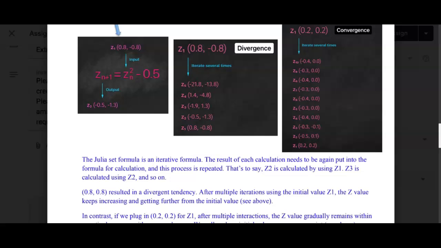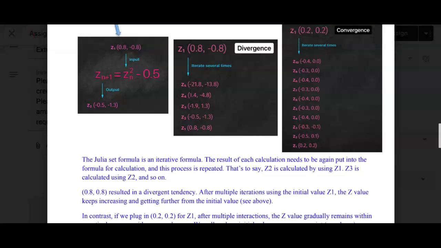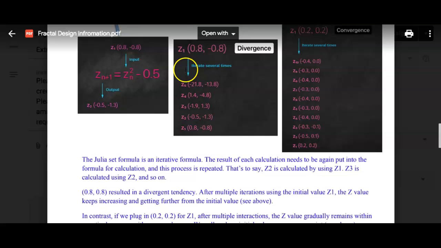Now, these random coordinates that I chose have a divergent tendency, which means it just keeps going off and off and off, and it doesn't stay within a nice place to make a pretty fractal. So I chose kind of bad coordinates.